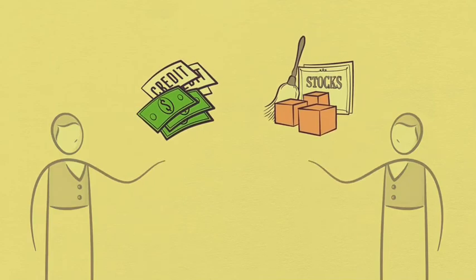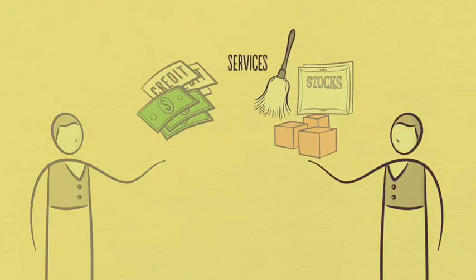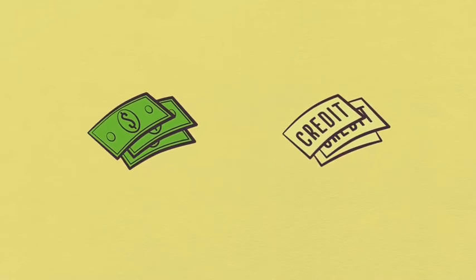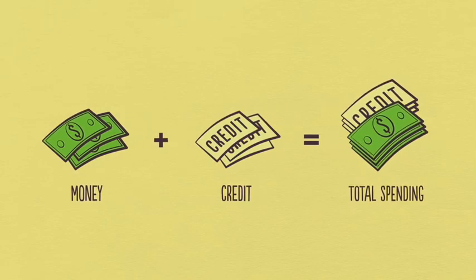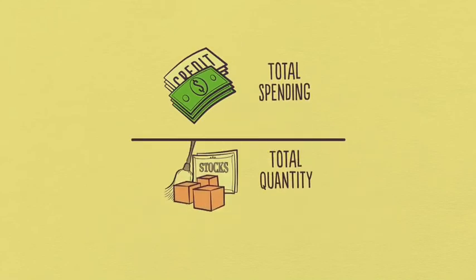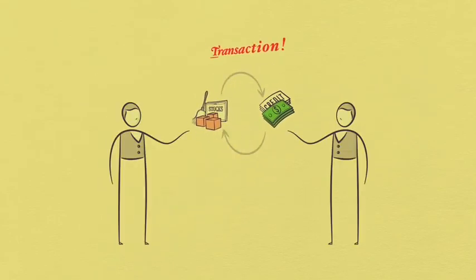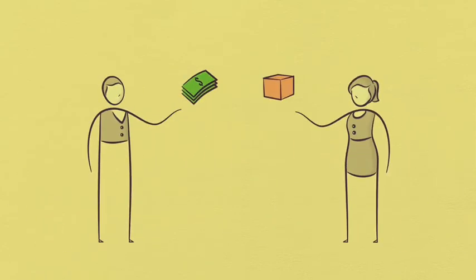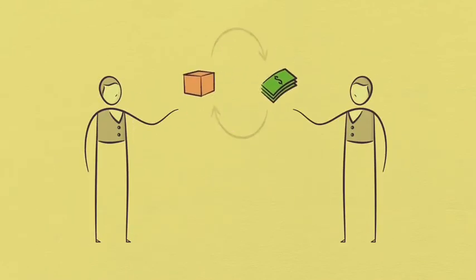Each transaction consists of a buyer exchanging money or credit with a seller for goods, services, or financial assets. Credit spends just like money, so adding together the money spent and the amount of credit spent, you can know the total spending. The total amount of spending drives the economy. If you divide the amount spent by the quantity sold, you get the price. And that's it. That's a transaction. It's the building block of the economic machine. All cycles and all forces in an economy are driven by transactions. So, if we can understand transactions, we can understand the whole economy.